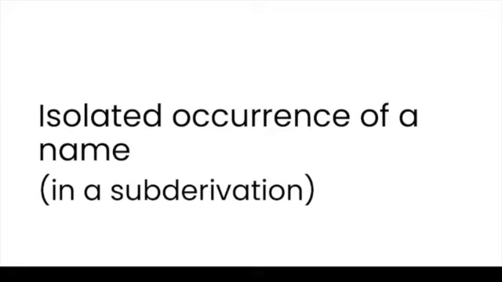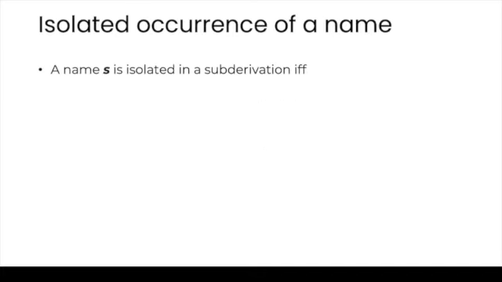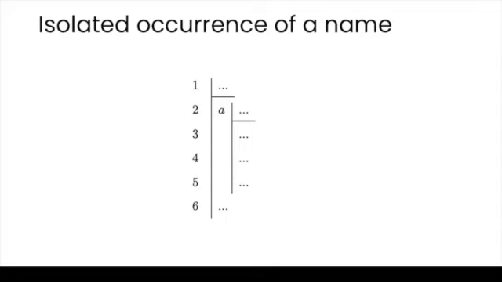Now that we have an intuitive grasp on this requirement, let's give a definition for isolated occurrences of a name in a subderivation. A name S is isolated in a subderivation if and only if it does not occur outside of that subderivation. So, whenever we exploit an existential sentence, we open a subderivation. And to the left of the assumption, we write the provisional name that we are using for whomever it is that makes the existential sentence true. In this example, the name is A. So it's perfectly okay for A to occur within the subderivation, provided that it doesn't happen outside of it.